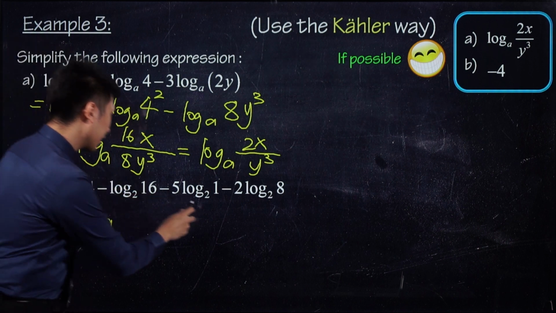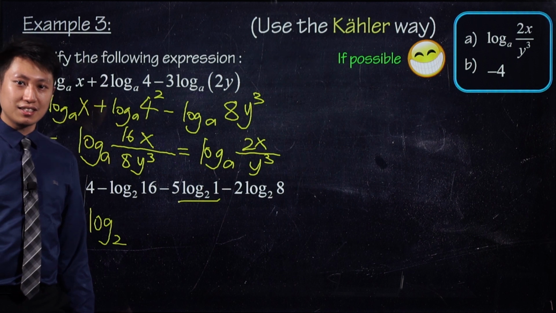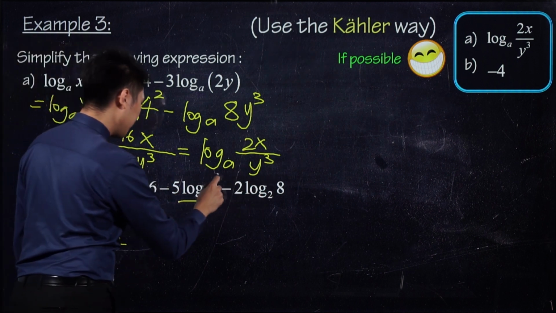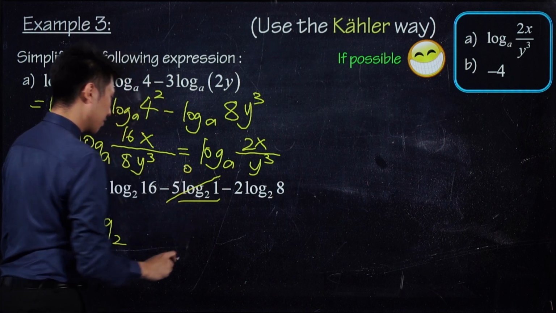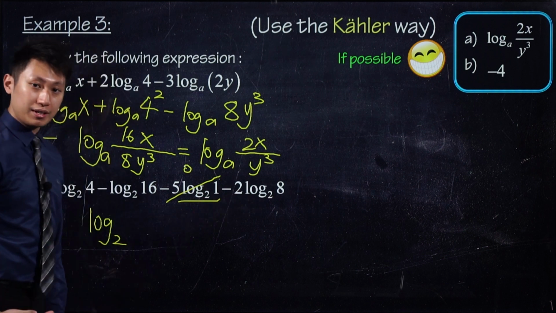And I see something here. What is log 2 1? It's 0. 2 to the power 0, you get 1. That's why this term is cancelled off. It's 0. Okay, get it? So we only have 3 terms.